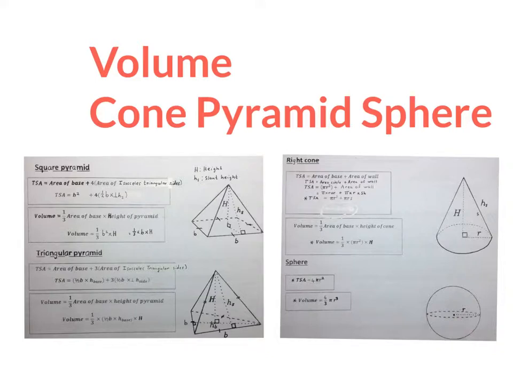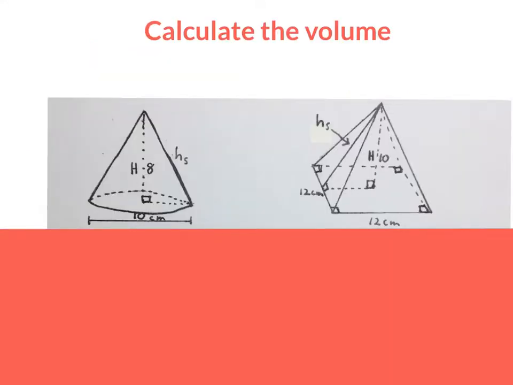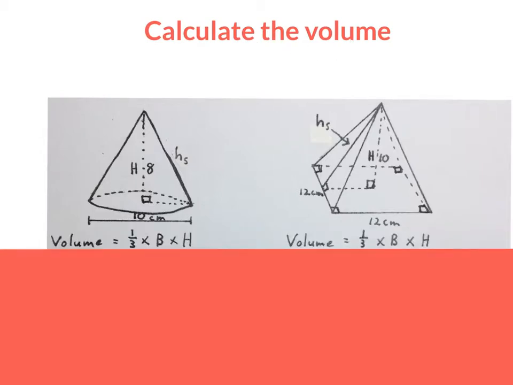I like to keep the volume and the total surface area formulas together and then just use the one I want. Here they gave us a cone and a square pyramid and asked us to calculate the volume of each. Luckily, both of them use the same formula to work out their volumes. The formula is a third times the area of the base times height.